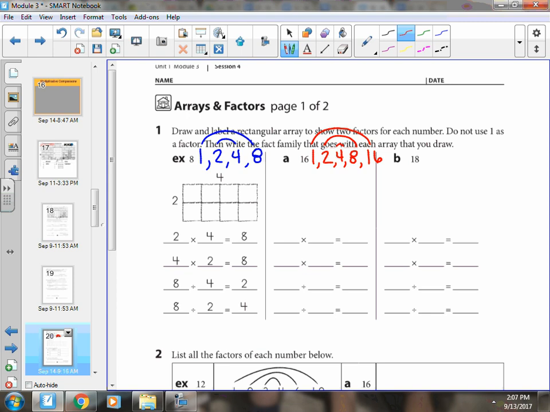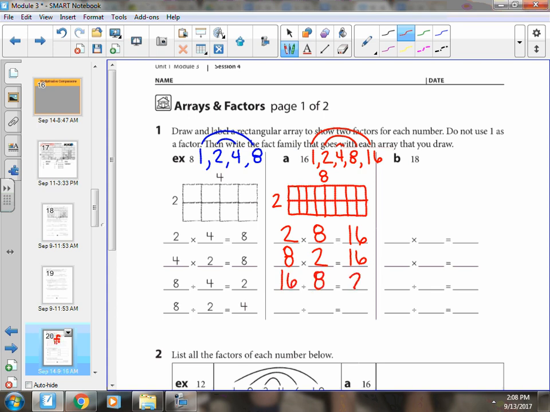They said not to use the factor 1, so I'm not going to do an array that's 1 by 16. I think I'm going to do an array that's 2 by 8, because 2 times 8 is 16. So 2 times 8 equals 16 would be the first part of my fact family. 8 times 2 equals 16. 16 divided by 8 equals 2. And 16 divided by 2 equals 8.